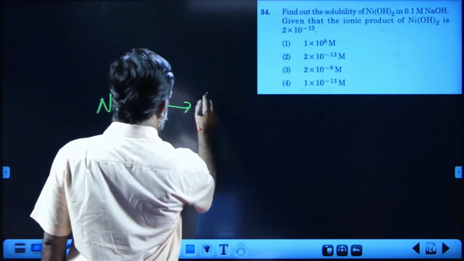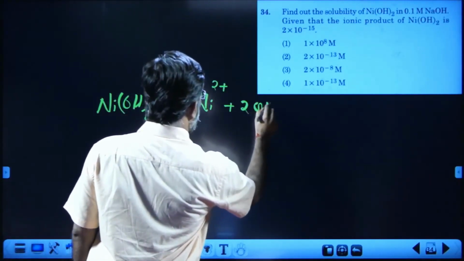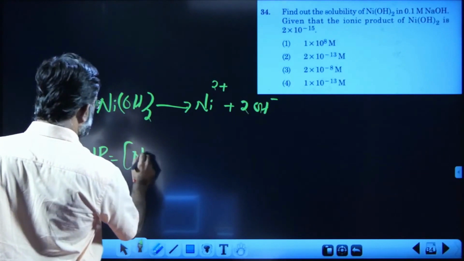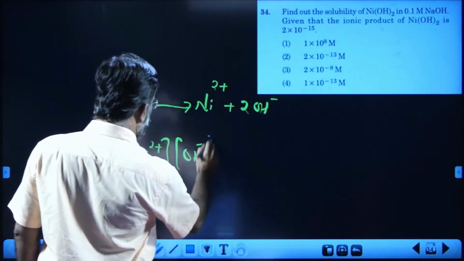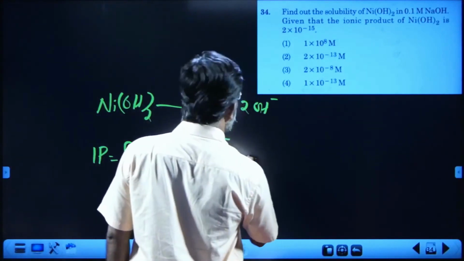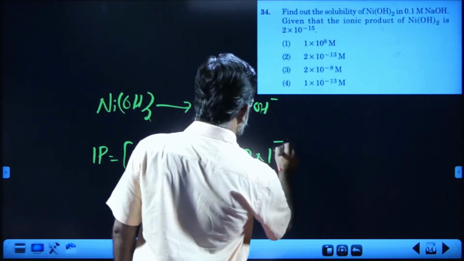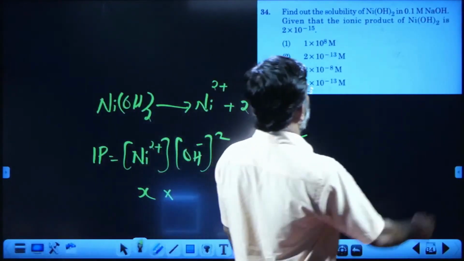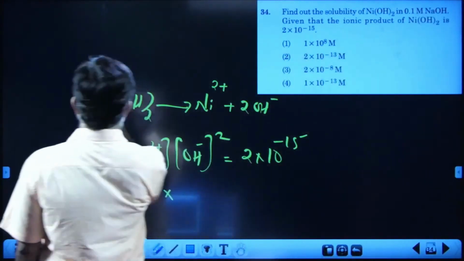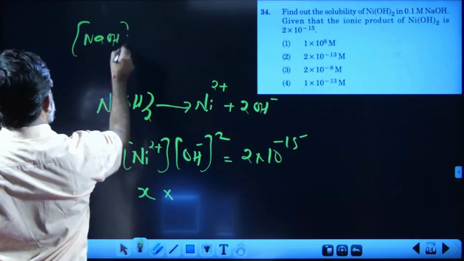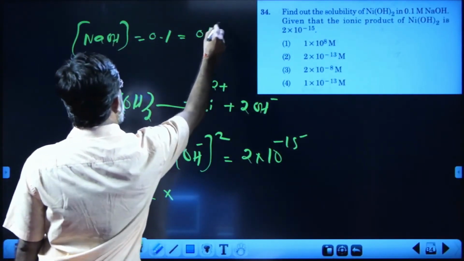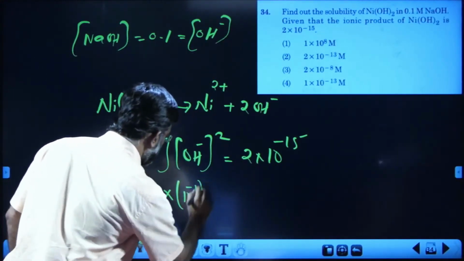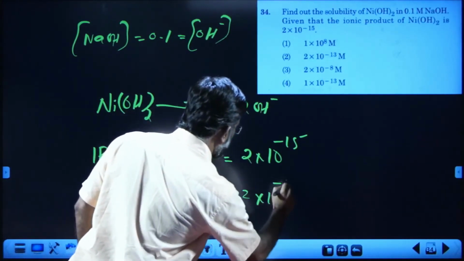Ni(OH)2 will give you Ni2 plus and 2 OH minus, right? Therefore, IP is equal to the concentration of Ni2 plus into the concentration of OH minus squared, and that is equal to the value given, 2 into 10 power minus 15. Let this be x, that is our answer, into the concentration of OH minus. NaOH concentration is given as 0.1 molar, that is the OH minus concentration in the solution. So it is 10 power minus 1 squared, equal to 2 into 10 power minus 15.